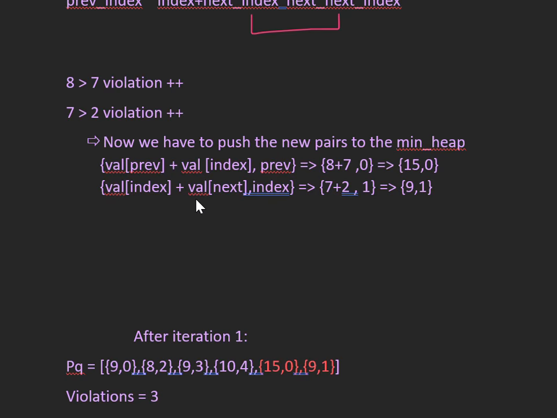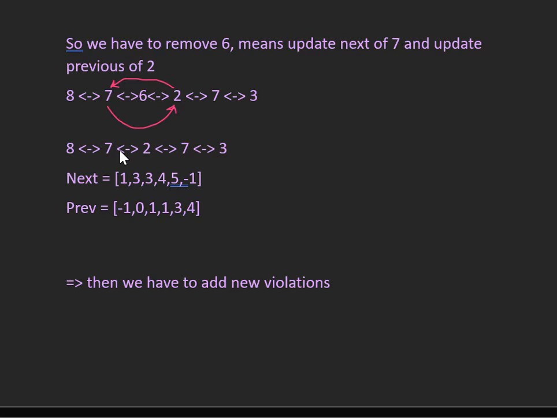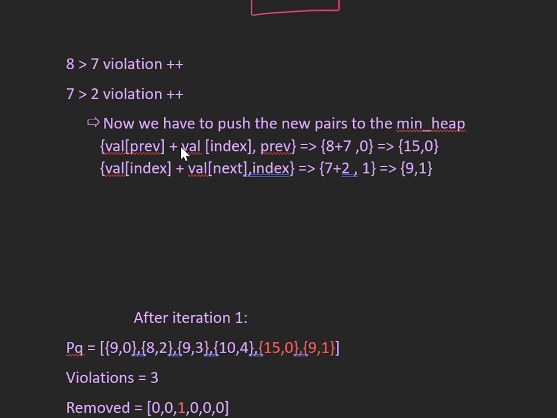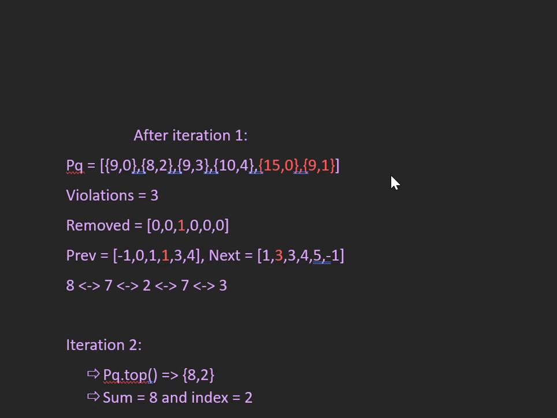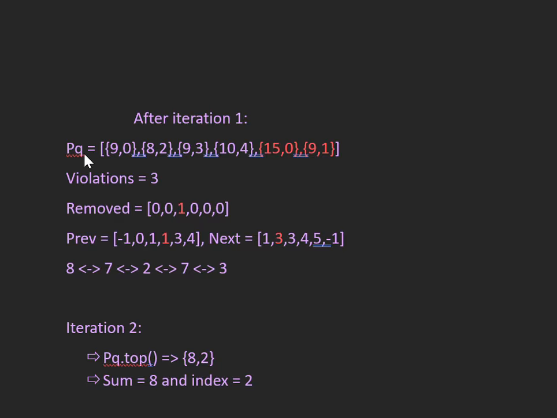And then what we have to do is push the new pairs that have been formed, that is 8 7 and 7 2. We will be pushing that to our min heap or priority queue. So 8 plus 7 at index number 0, so we will be pushing 15 comma 0, and 7 plus 2 is 9 comma 1. So 9 comma 1 we will be pushing. After iteration 1, our priority queue will be looking like this. At index 9 we will be getting some 0 8 2. These were earlier there, and we have added these two new pairs. Our violations is still 3, and we have removed the element at index 2.